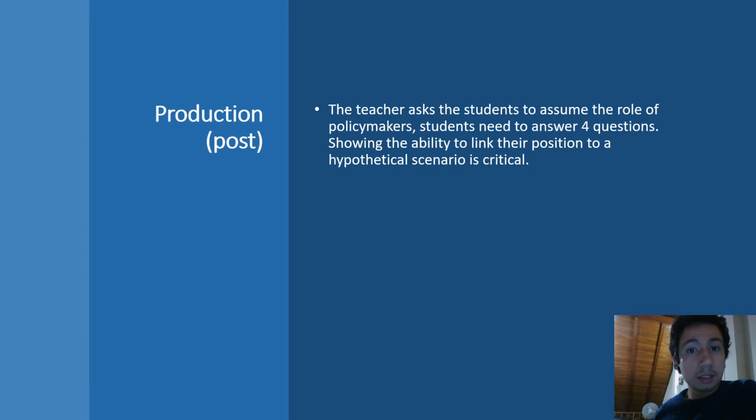Production. So here, the students need to assume the role of a policymaker. They need to answer 4 questions. These are the "what would you do" kind. So for example, what would you do if only one family needs welfare? What would you do if 100% of your population needs welfare? And questions like that.